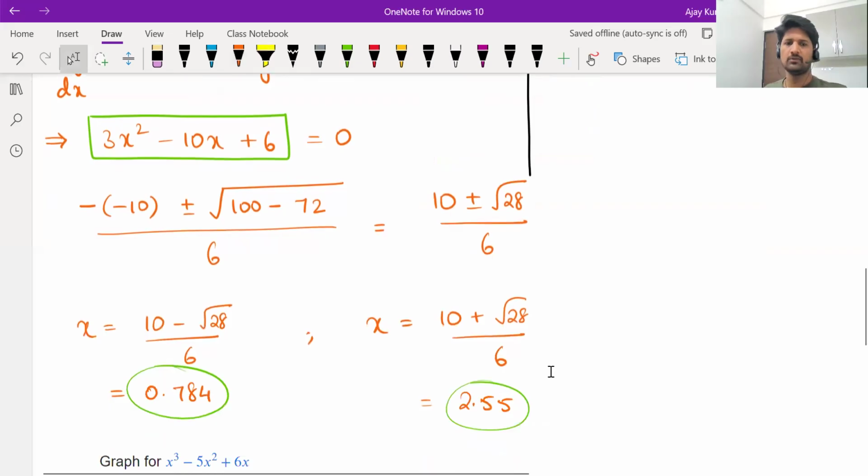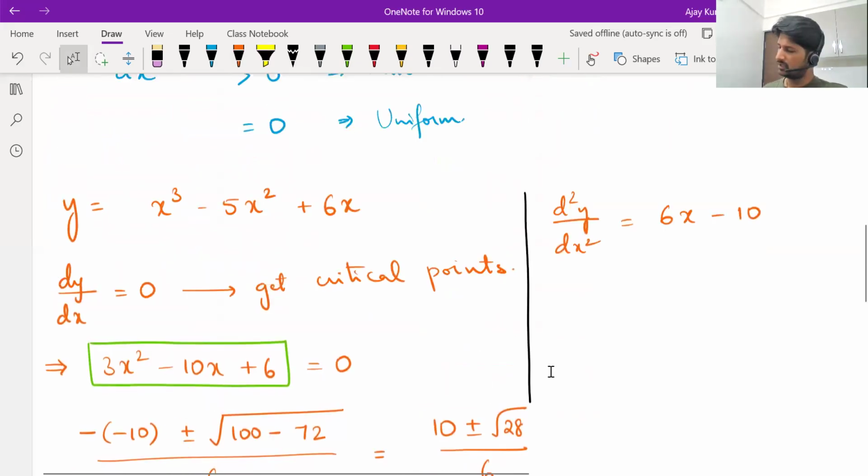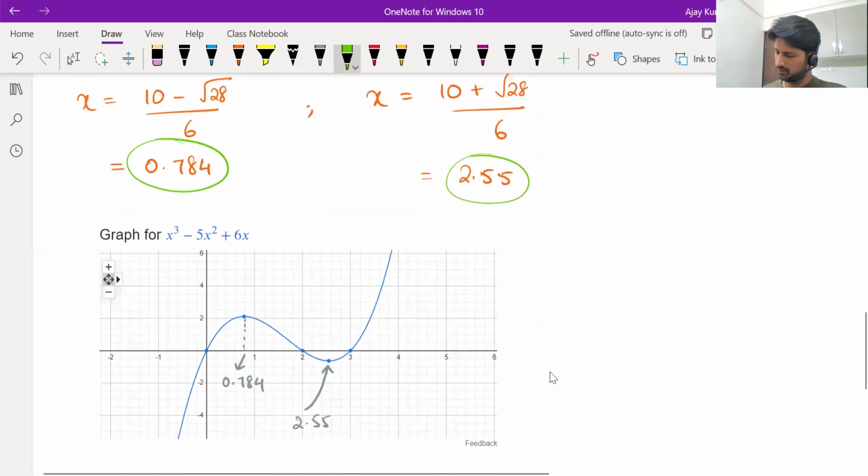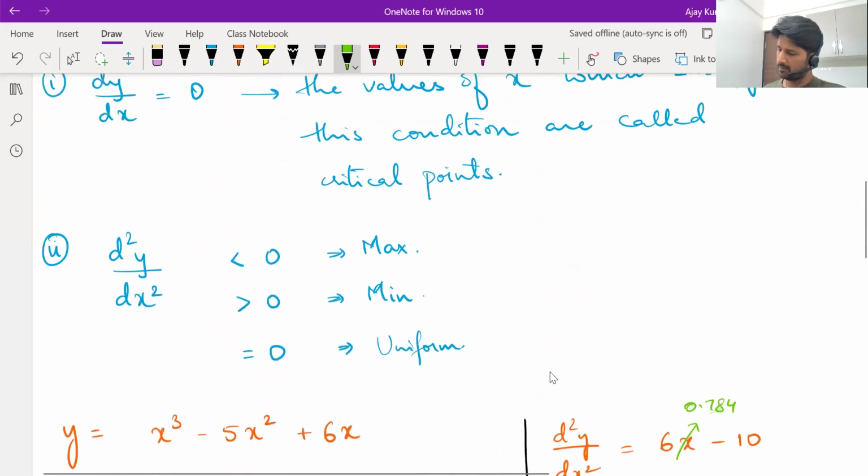What values will you substitute? The critical values you will substitute. Now, if you put 0.784 here, 6 into 0.784 minus 10 will definitely be negative. So at this point, the second derivative is coming out negative. And it makes sense. When the second derivative is negative, the function will be maximum.